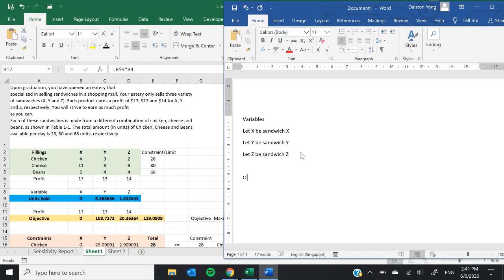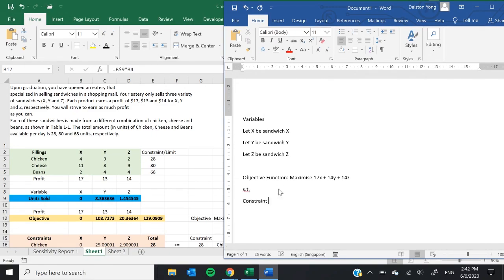And our objective, maximize 17x plus 13y plus 14z. All right, so this is our objective function. And then let's move on to constraints. Usually after your objective function, we put such that.